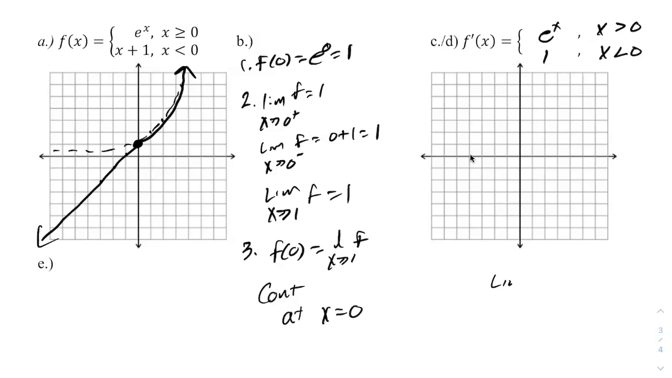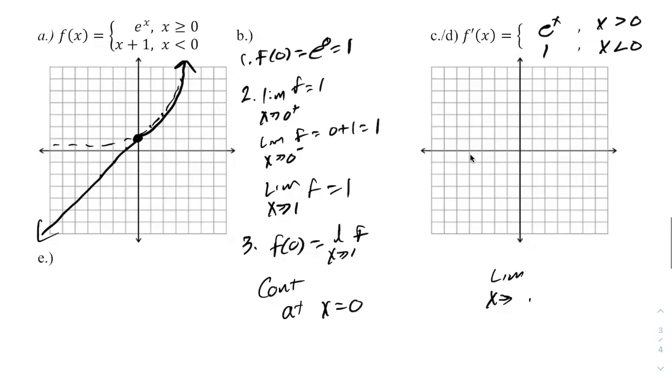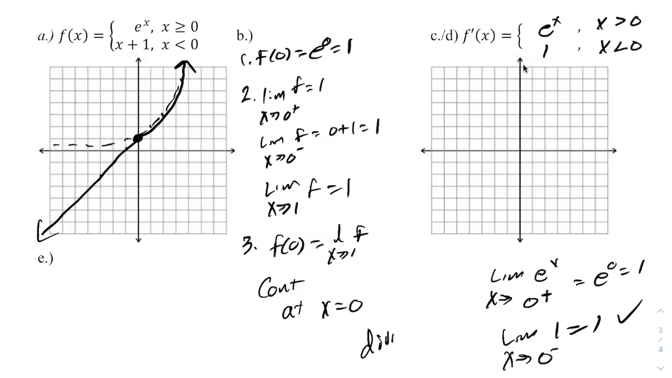So let's take the limit as x approaches, actually 0, what am I doing? We're going to 0 of e to the x. So 0 from the right, which would just be e to 0, which is 1. The limit as x approaches 0 from the left, which is just this equation, which is 1, so that's going to be 1. Hey, they do match. So it is differentiable everywhere.